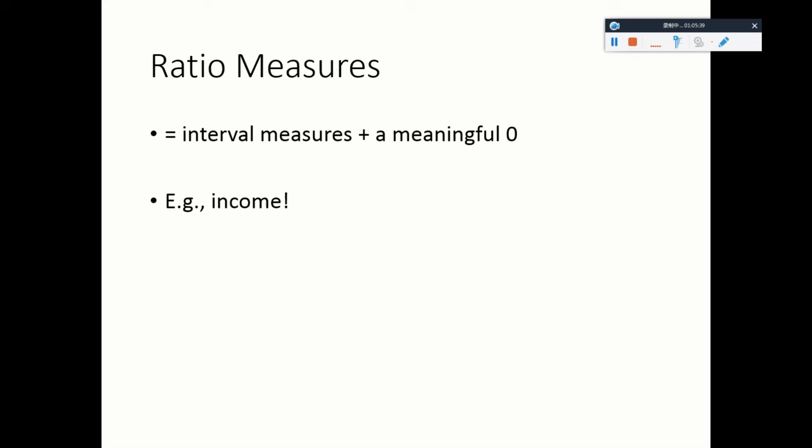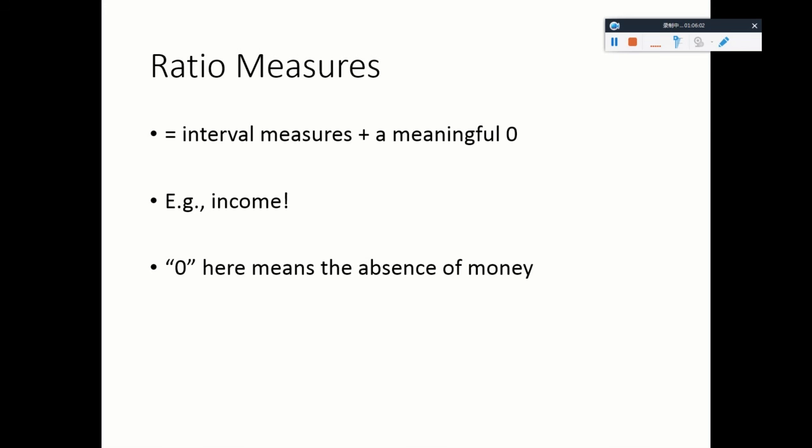So an example would be income. When you have a 0 on the scale for income, the 0 here is not arbitrary. It simply means, and it certainly means, that you don't have a dime, right? You don't have any money in your pocket. So this is a real 0.